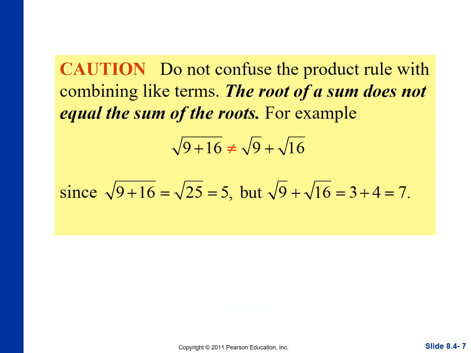All right, so caution. Do not confuse the product rule with combining like terms. The root of a sum does not equal the sum of the roots. Let me say it again: the root of a sum does not equal the sum of the roots. For example, the square root of 9 plus 16 does not equal the square root of 9 plus the square root of 16. Because 9 plus 16 is 25, and the square root of 25 is 5. But the square root of 9 plus the square root of 16 is 3 plus 4, which equals 7.